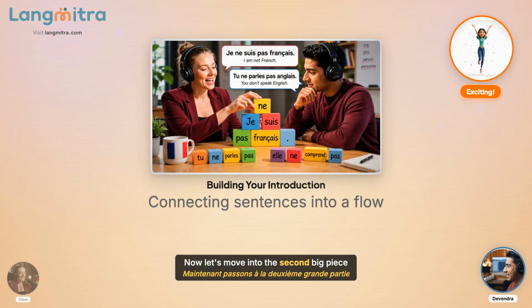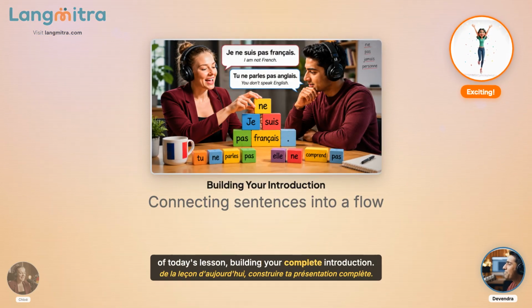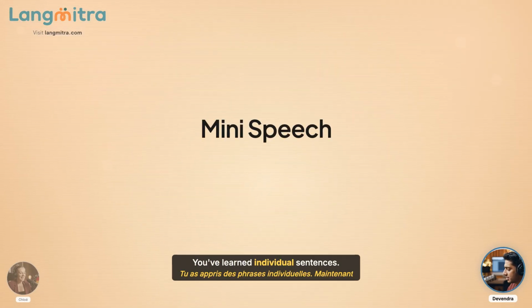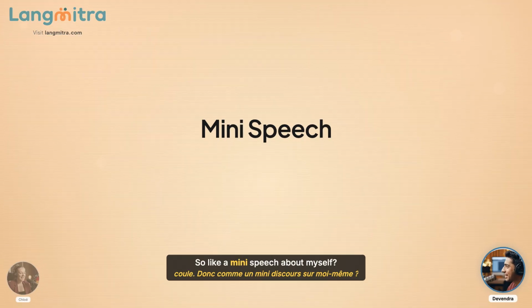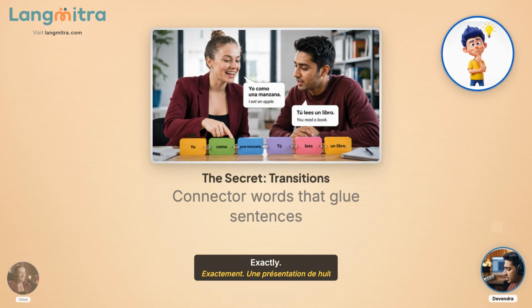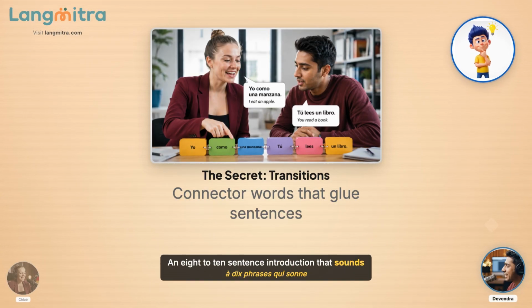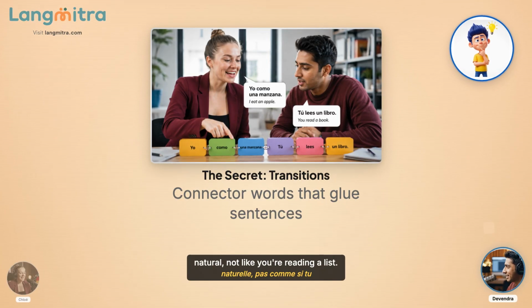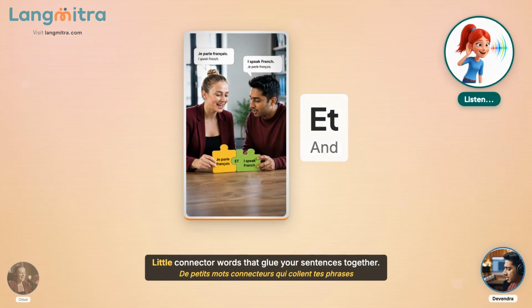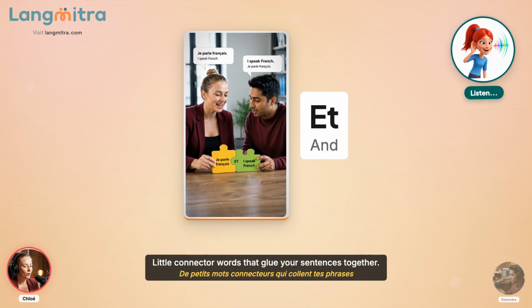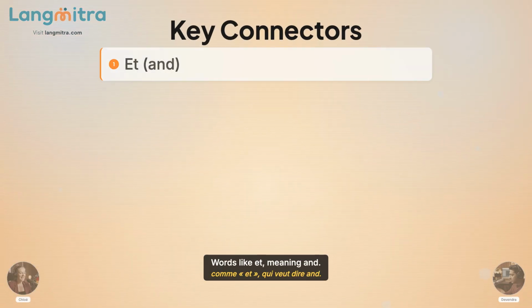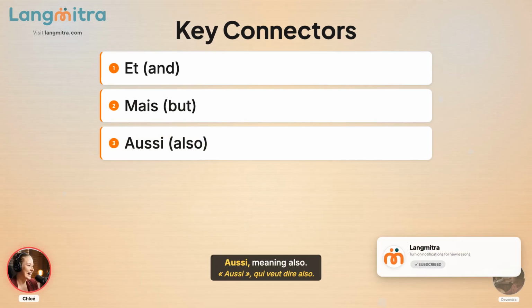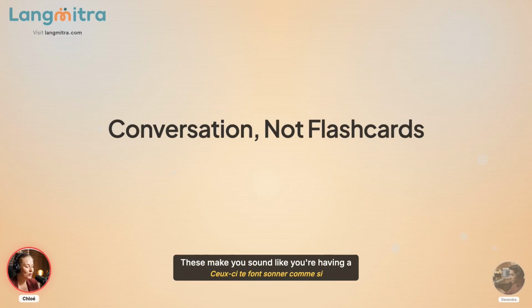Now let's move into the second big piece of today's lesson, building your complete introduction. You've learned individual sentences. Now we're connecting them into something that flows. So, like a mini speech about myself? Exactly. An 8 to 10 sentence introduction that sounds natural, not like you're reading a list. The secret is transitions, little connector words that glue your sentences together. What kind of connectors? Words like et, meaning and, mais, meaning but, aussi, meaning also. These make you sound like you're having a conversation, not reciting flashcards.